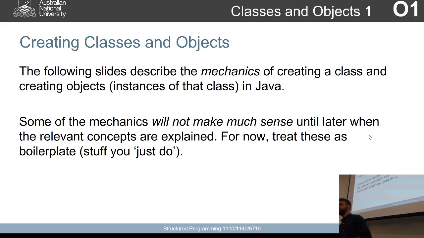So what I'm going to take you through today is simply the mechanics of creating classes and objects. So I'm not going to really explain any of the conceptual stuff. We covered a bit of that already, and we'll cover some more in future lectures. Right now it's just how do you create a class, or how do you create an instance of a class? How do you make an object? So yeah, don't worry if some of this doesn't make sense right now.